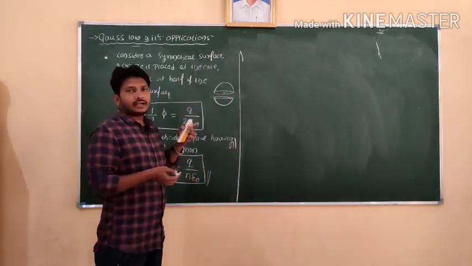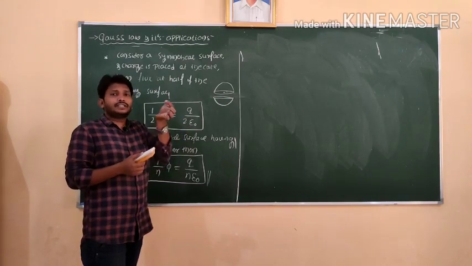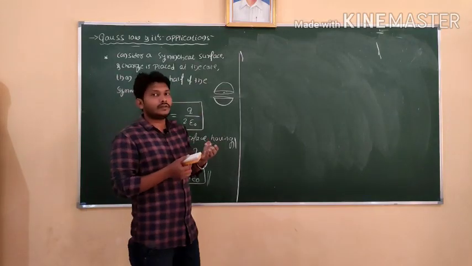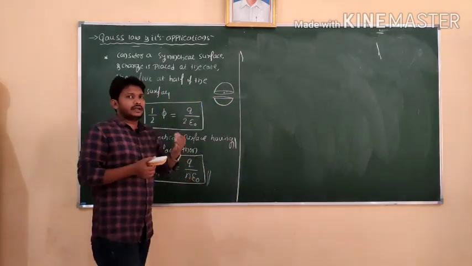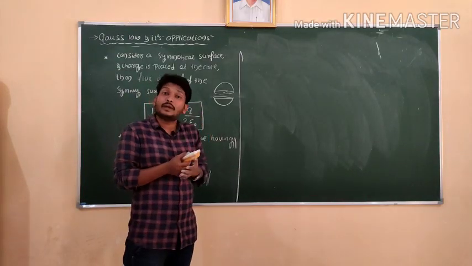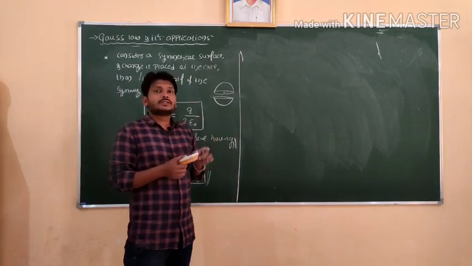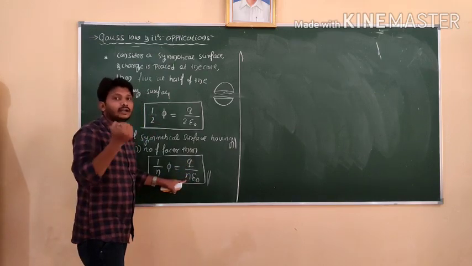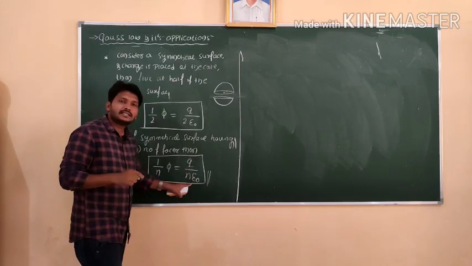For example, I will consider one cube here. In the case of that cube, I will consider one charged particle here. If the charged particle is placed at the center of the cube, what is the total flux? Total flux phi is equal to q by epsilon naught. Then the flux through each face: the cube consists of 6 faces. Then the flux through each face will be q divided by n, where n indicates the number of faces. I said the number of faces for the cube is 6, so q divided by 6 epsilon naught.